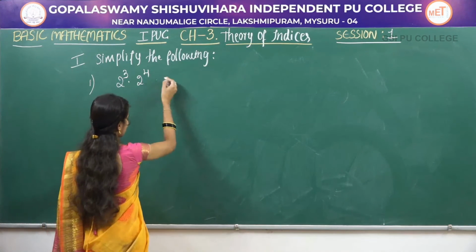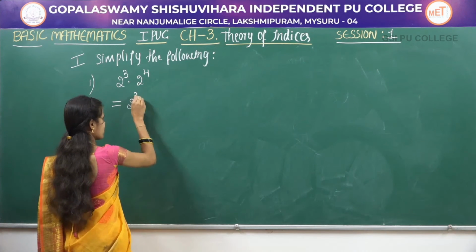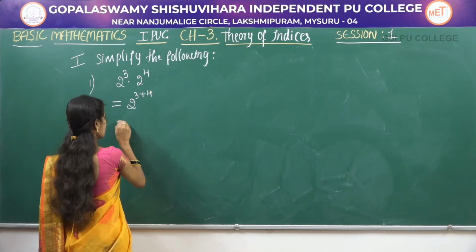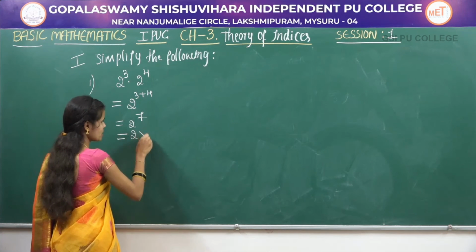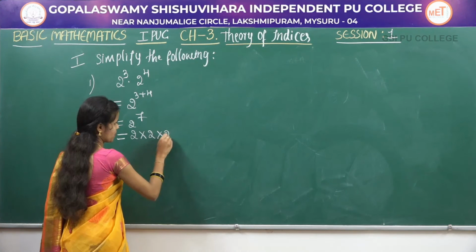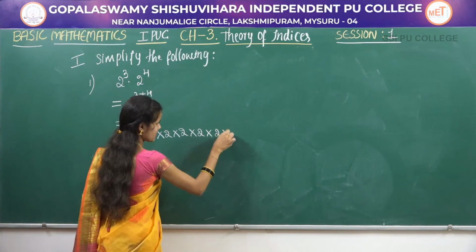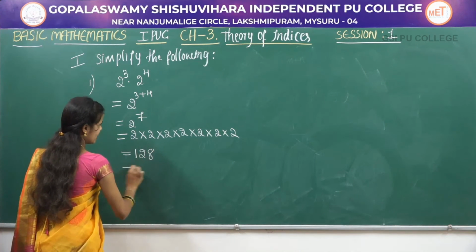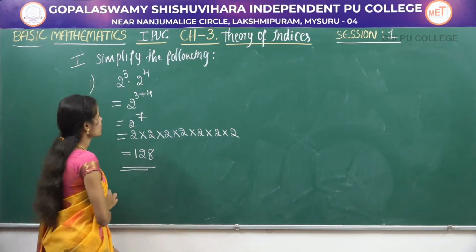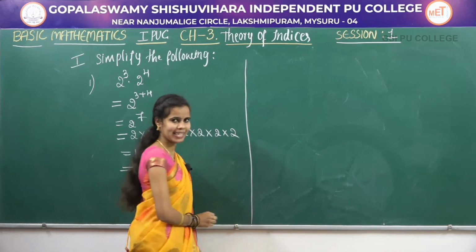Okay, so now simplify. This can be written as, base is the same, so add the powers. 3 plus 4, 2 to the power of 7. So 2 to the power of 7 means 2 written 7 times. 4, 5, 6, 7 times. So 2 to the power of 7 is equal to 128. Therefore, 2 to the power of 3 into 2 to the power of 4 is equal to 128.